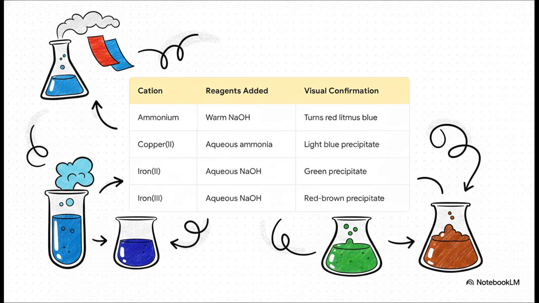If you add warm aqueous sodium hydroxide and it liberates a gas that turns damp red litmus paper blue, you've found ammonium. But check out the metals. Adding aqueous ammonia dropwise to copper-2 creates this light blue precipitate that actually dissolves into a stunning deep blue solution if you add excess ammonia. Iron-2 reacts with aqueous sodium hydroxide to form a really distinctive green precipitate that won't dissolve in excess. And iron-3, under the exact same conditions, forms a reddish-brown precipitate. These striking colors make identifying the metal almost foolproof.